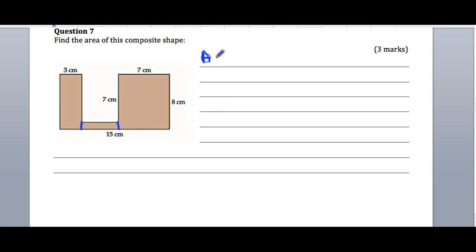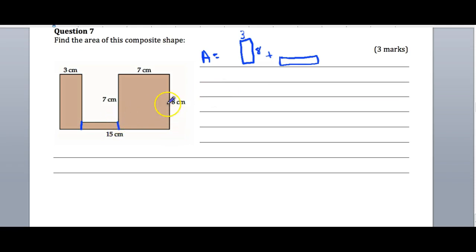So my area is equal to the first rectangle, and it's probably easier if I write the dimensions. So the top is 3, and this side length here is the same as this one here, which is 8, plus this smaller rectangle here. Okay, so this is a little bit harder to work out.